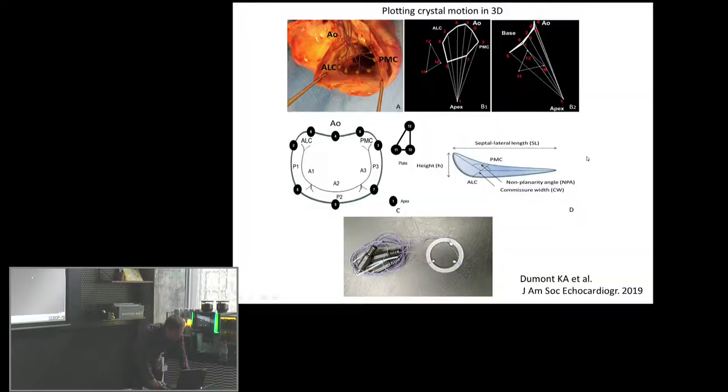It's not my field of expertise. It was a surgeon doing this, but I was helping out with the crystals. So you can read the paper if you're interested.